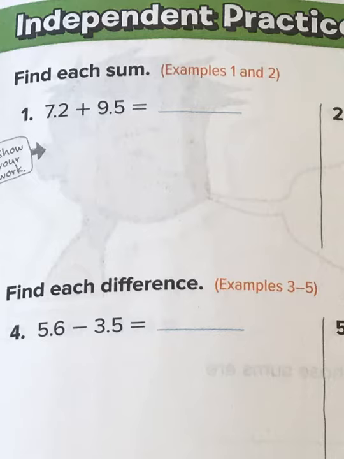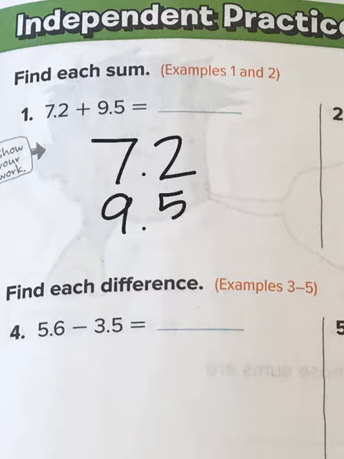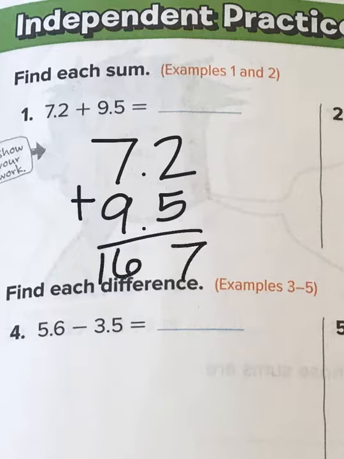For problem number 1, you have 7.2 plus 9.5. So you first want to line up the decimal places and add. So 5 plus 2 is 7, and 7 plus 9 is 16. And then you bring down your decimal place to get 16.7.